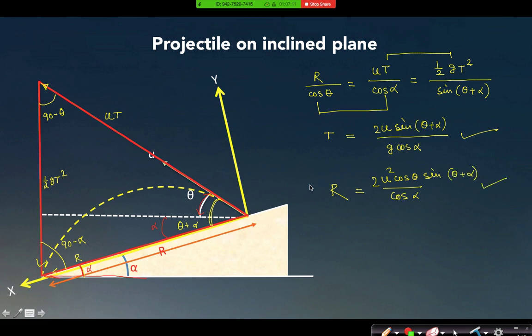Have you got these two expressions for time of flight and range? Everyone please check. That should be g cos alpha in the denominator. Yes, I have made a mistake: it will be g cos square alpha.